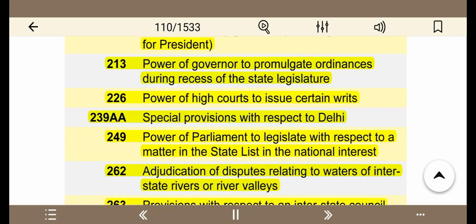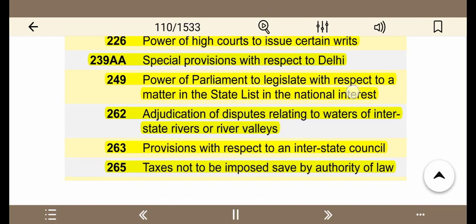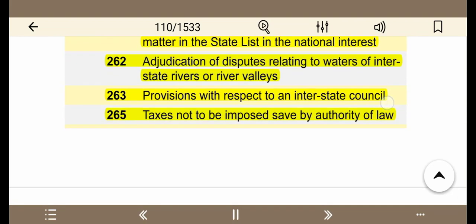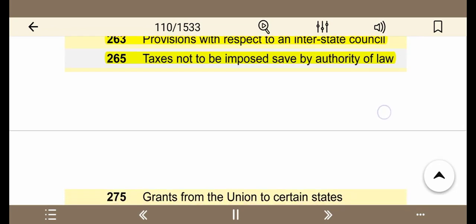226, Power of High Courts to issue certain writs. 239AA, Special provisions with respect to Delhi. 249, Power of Parliament to legislate with respect to a matter in the state list in the national interest. 262, Adjudication of disputes relating to waters of interstate rivers or river valleys. 263, Provisions with respect to an interstate council. 265, Taxes not to be imposed save by authority of law.